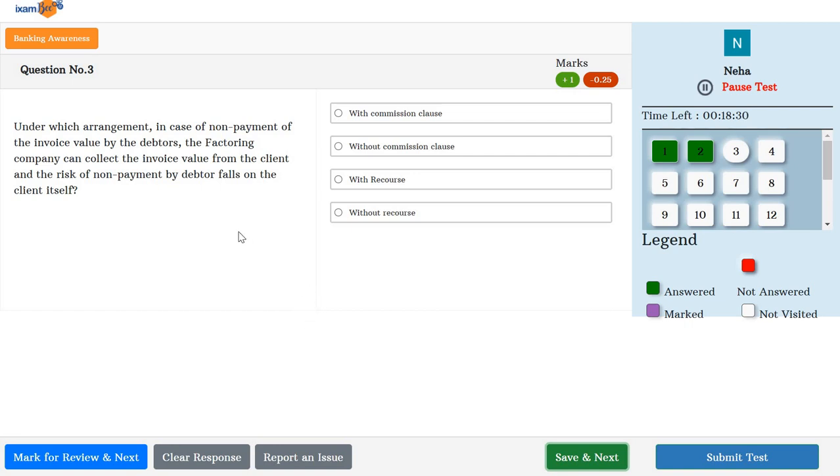So it depends on whether the factoring is with recourse or without recourse. In this case, since the risk is falling on me, which is the client itself, it is with recourse, because the factor is having recourse on the client. So the answer is with recourse, right? Here, since the risk of non-payment is falling on the factor and not on the client, this is an example of without recourse. So questions like these are given so that you can actually analyze and try to solve the questions.